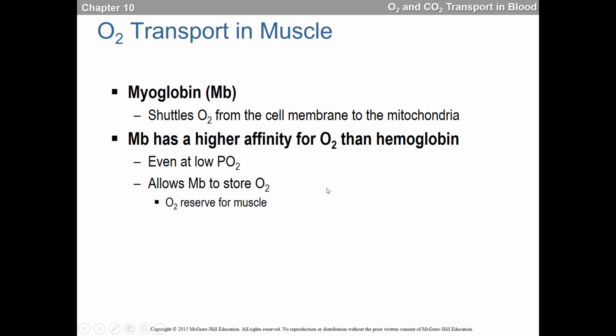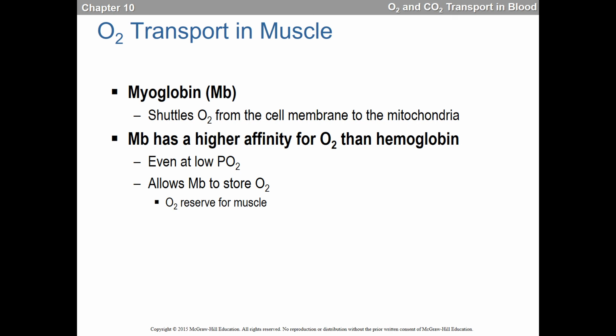Now, here, oxygen transport within the muscle, myoglobin, or MB, has a much higher affinity for oxygen. So this is actually what shuttles oxygen from the cell membrane to the mitochondria. And so it has a higher affinity, even at much lower PO2s. So this allows myoglobin to store O2 and have somewhat of a reserve amount of oxygen within the muscle.